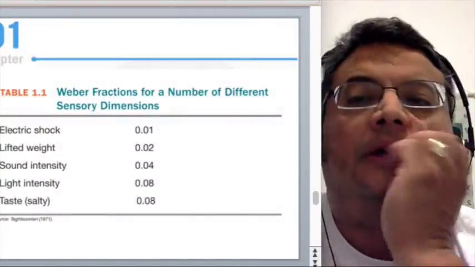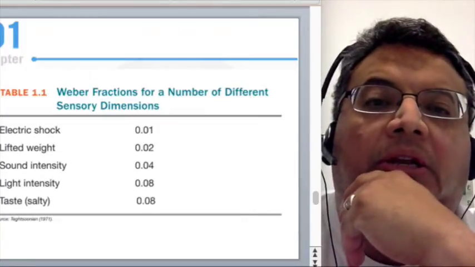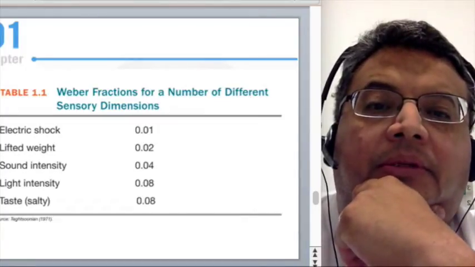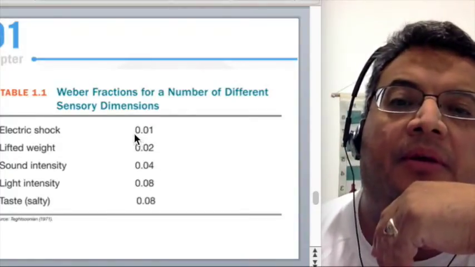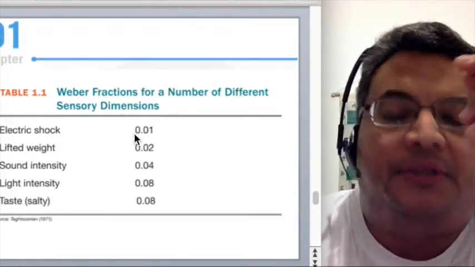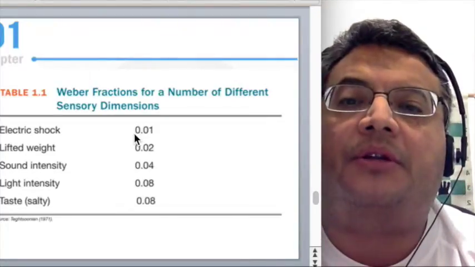Okay, well, I hope you can see that slide a little bit better than the previous video. But anyway, this is where we stopped. We're talking about the Weber fractions, as they say in German. So let's go to the next slide.